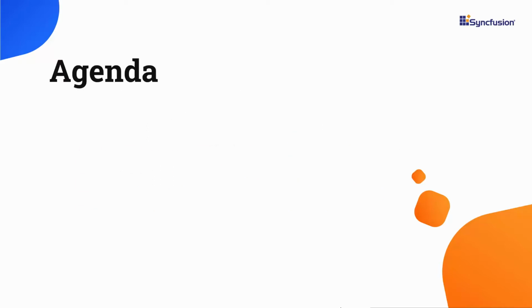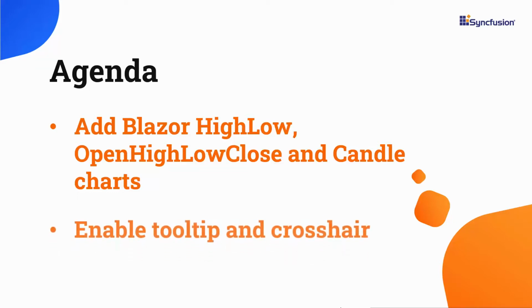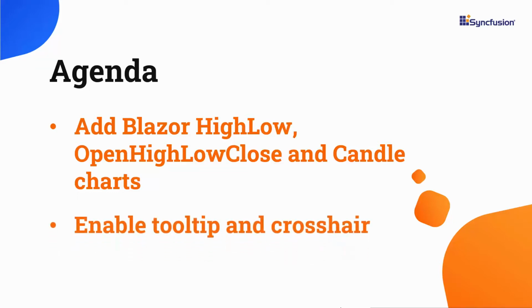I will show you the different financial chart types that are available in Syncfusion's Blazor financial charts, like high-low, open-high-low-close, and candle. I will also explain how to enable a few of their basic features, like a tooltip and crosshair. First, let me show how to add a simple high-low series chart to the Blazor application.